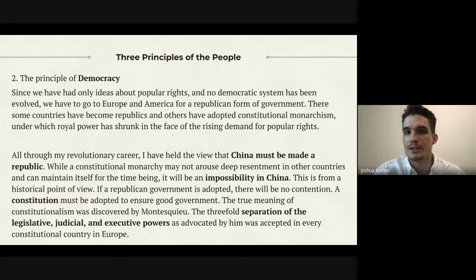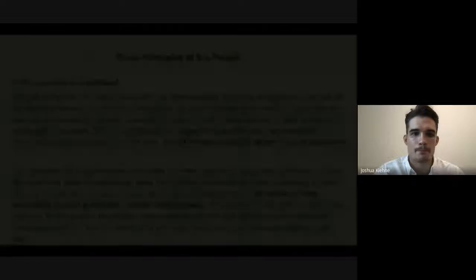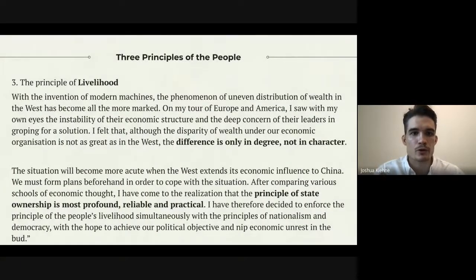And he says that in order to do this, we firstly need to establish a constitution, and that constitution needs to have a separation of powers. It needs to have legislative, judicial, and executive powers, and these need to be separated in order to have checks and balances on the democratic system. The same as how many democratic systems around the world have these systems in order to make sure that no power is too centralized into the body of a few people. The last one is focusing on livelihood.